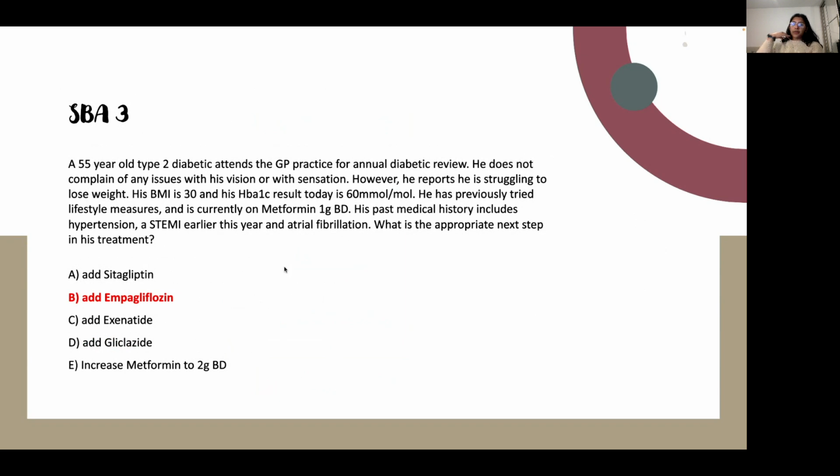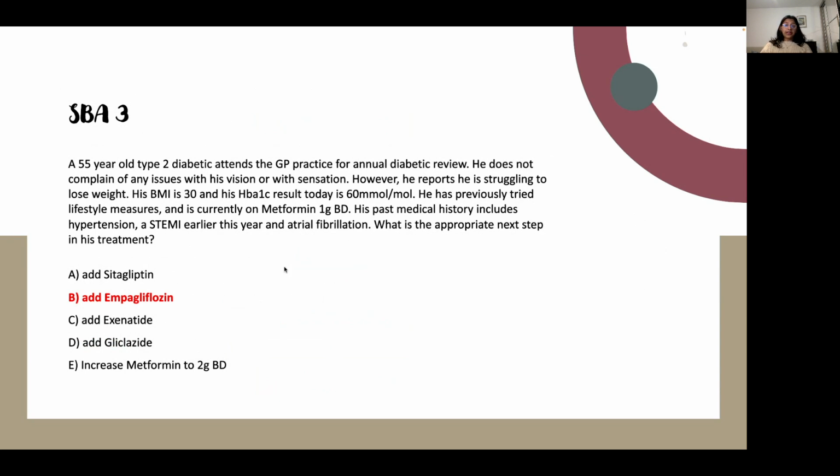Because it's more than 58, we're thinking about adding another drug rather than up-titrating his metformin anymore. And he's actually already on the maximum dose. He's on 1 gram twice daily, so that would be 2 grams total in the day. In terms of what drug to add, we've got different options here. Exenatide, which is option C, is that GLP-1 mimetic, and that was really far down on our treatment ladder. We've got sitagliptin, empagliflozin, and gliclazide. Gliclazide is one of our sulfonylureas, which can actually cause weight gain. So it would not be good to use in this person whose BMI is 30. It's actually contraindicated. So then we're left with A and B.